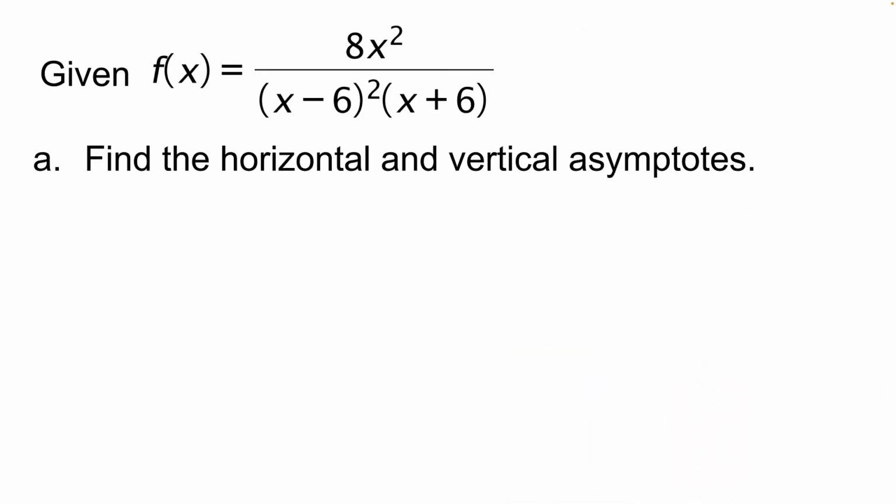Throughout this video, we'll be referring to the function f of x is equal to 8x squared divided by the quantity x minus 6 squared times x plus 6. Let's start by finding the horizontal and vertical asymptotes for this function.